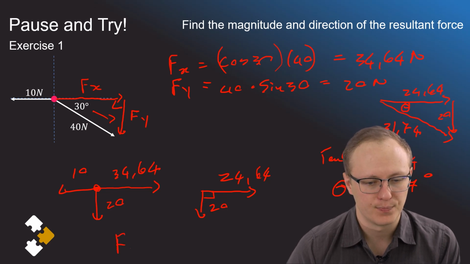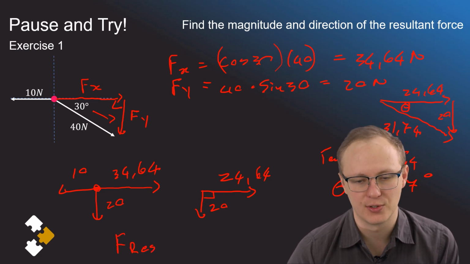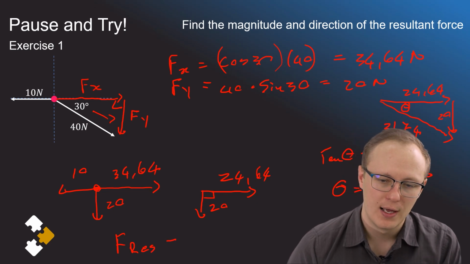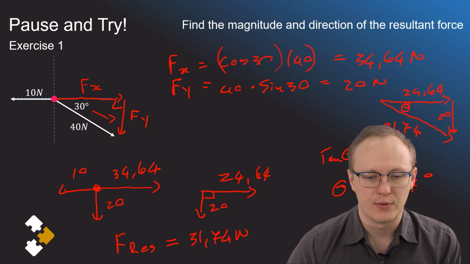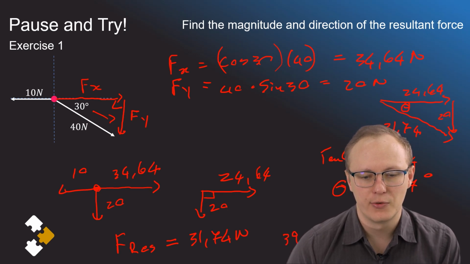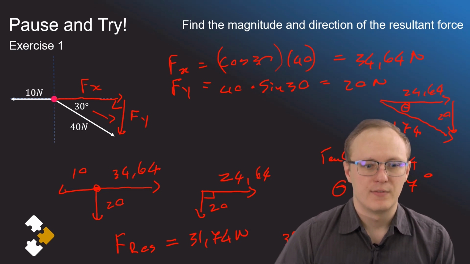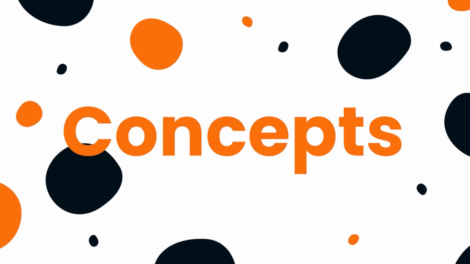And then we can give our final answer. I'm going to do it here. Fres, or F resultant, or Fnet, or whatever you want to call it, is going to be 31.74 newtons, right? 39.07 degrees south of east. Fantastic. Okay.